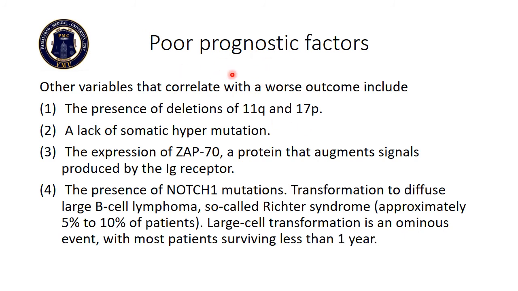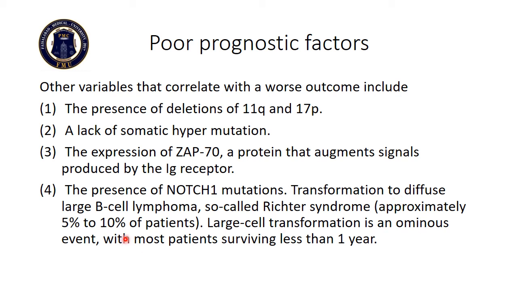These are the poor prognostic factors: the presence of 11q and 17p deletion, lack of somatic hypermutation, the expression of ZAP70, which is a protein that augments signal produced by the Ig receptor, and the presence of Notch1 mutations.